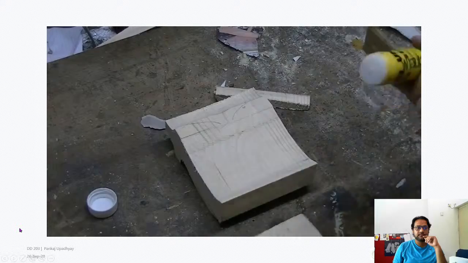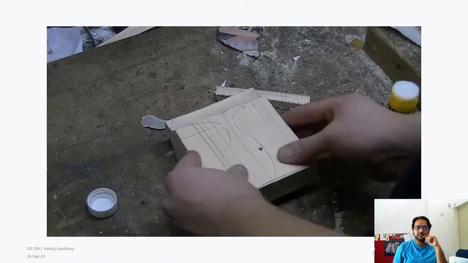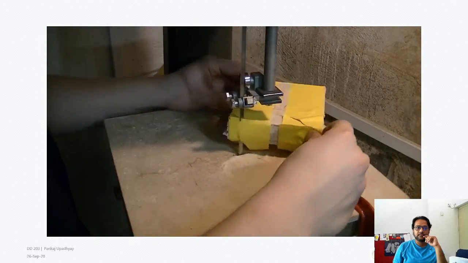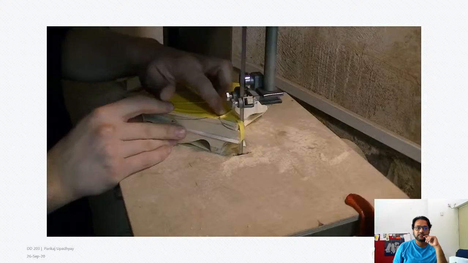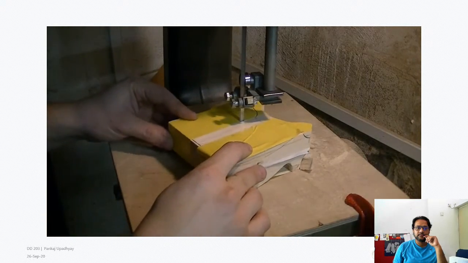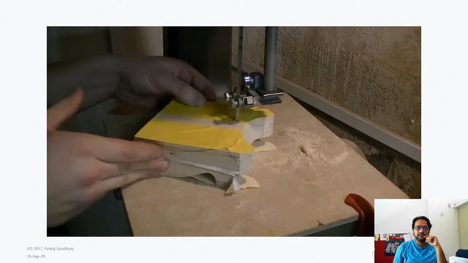I glued the block back together with glue stick, and because this didn't work at all, I used some yellow tape to hold it together. At this point I realized I had forgotten to drill the alignment pin holes.